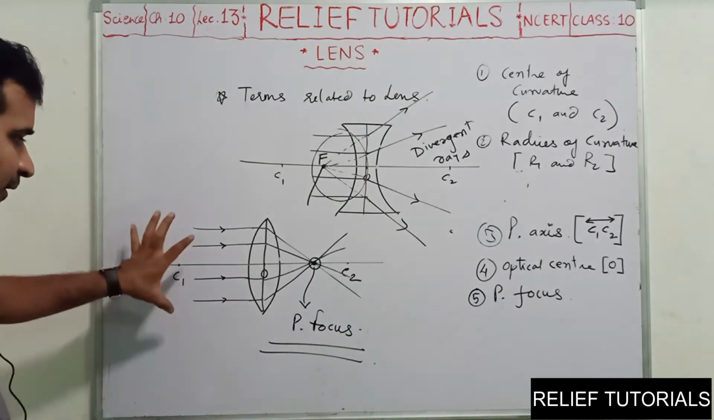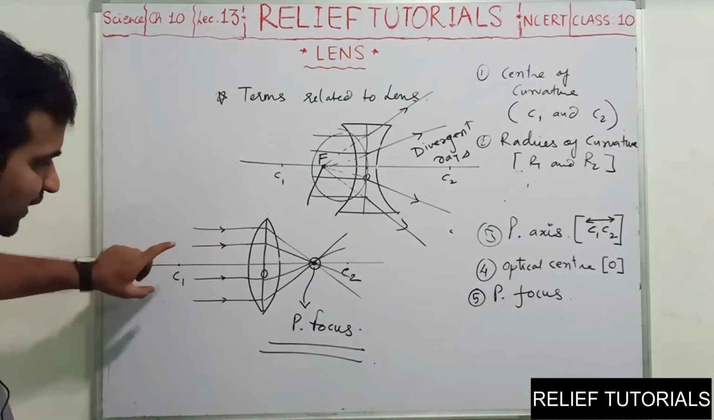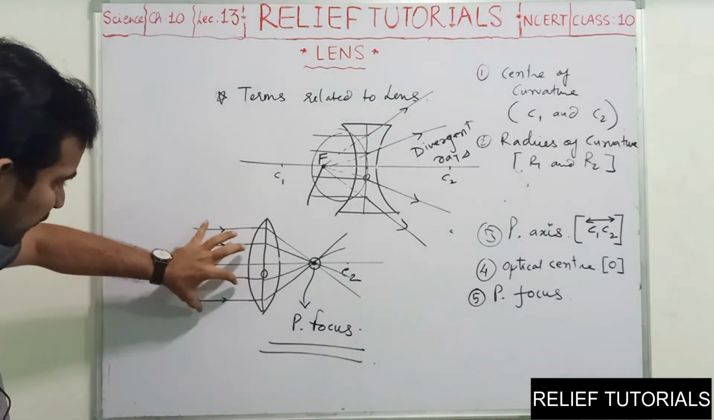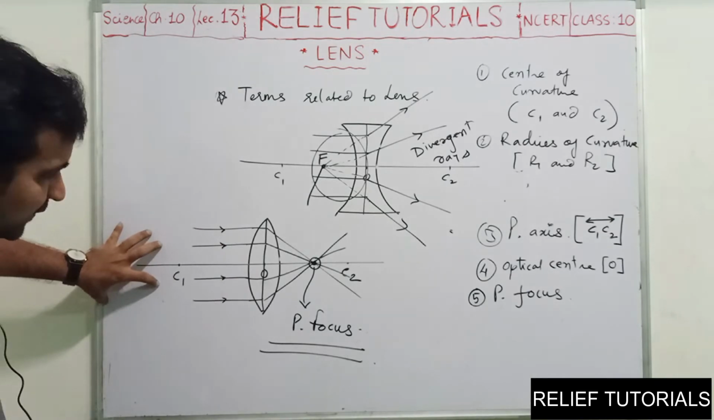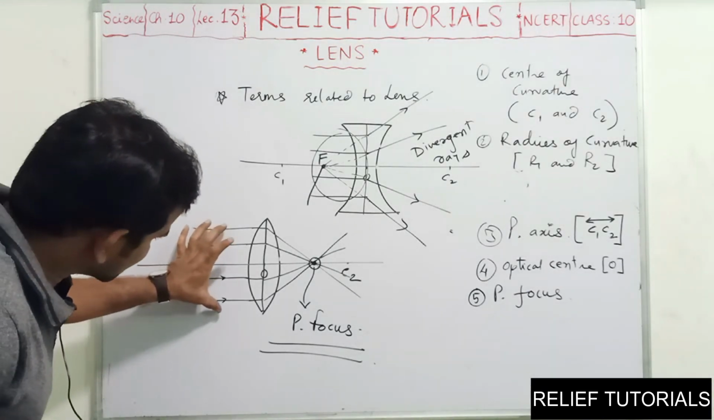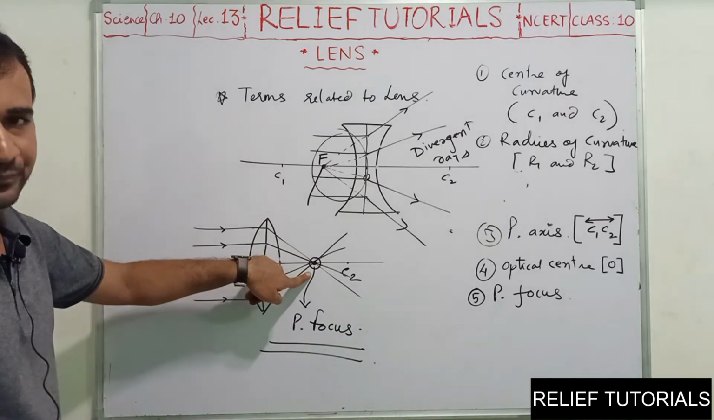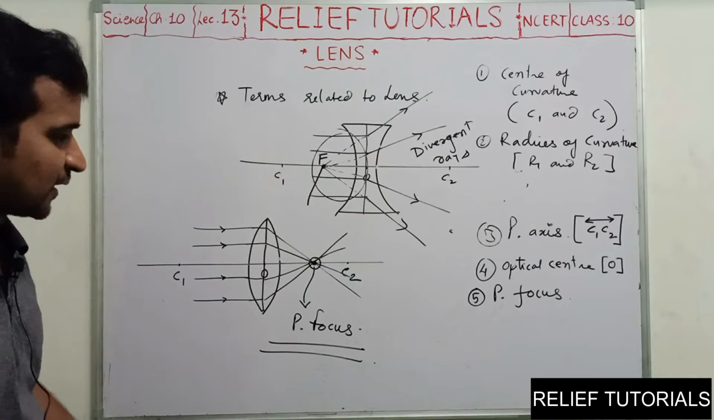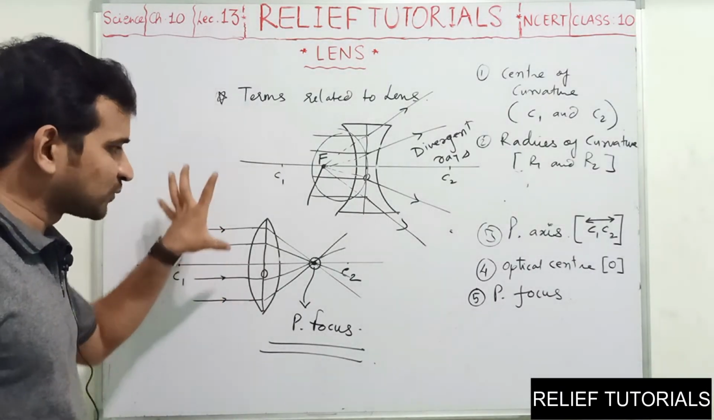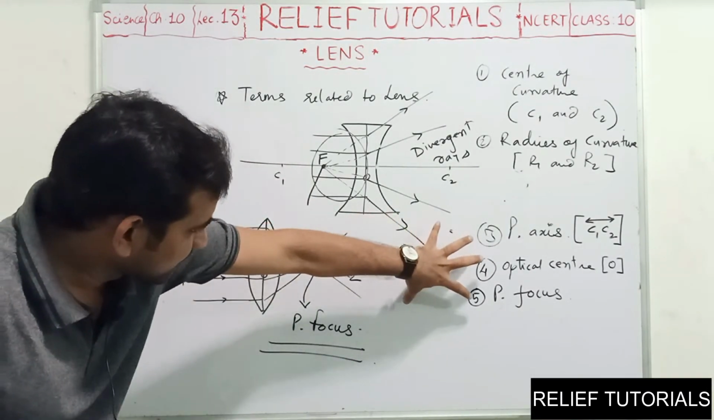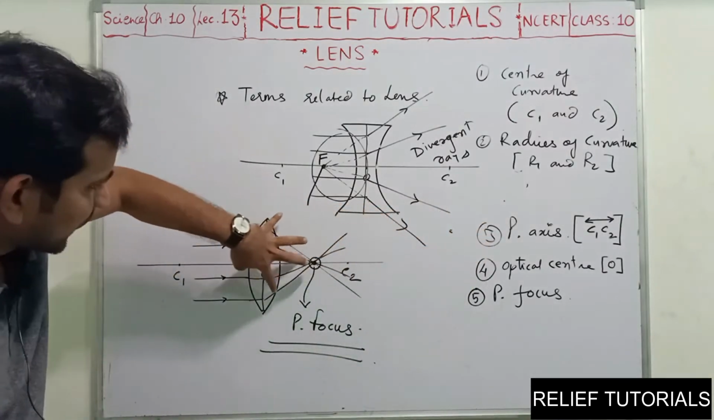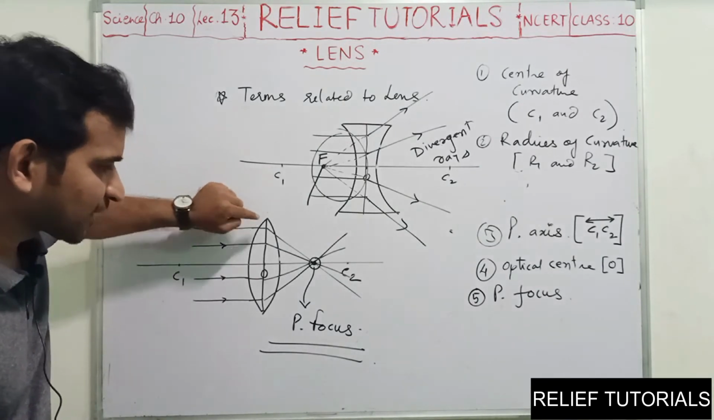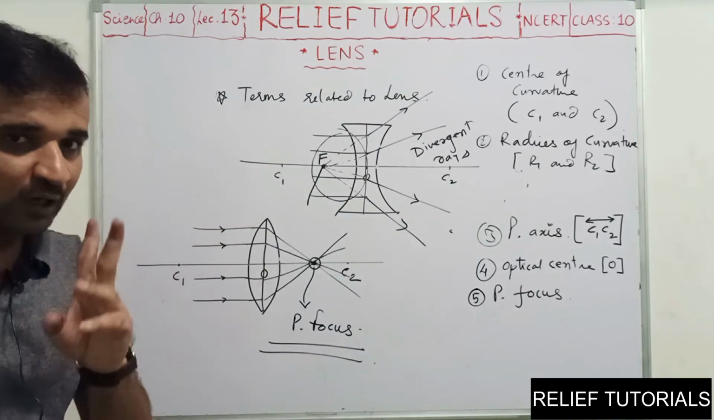See again, if you place the object on the left hand side, in the case of convex lens, please be careful, its principal focus is on the right hand side. But we know that this is a lens, you can place the object on either side of the lens. So what would happen if you have placed the object on the right hand side? The rays will be coming from the right hand side, they are parallel and they are going to focus on this side. So in the case of convex lens, there are two principal foci.